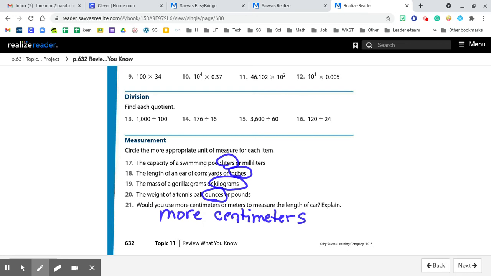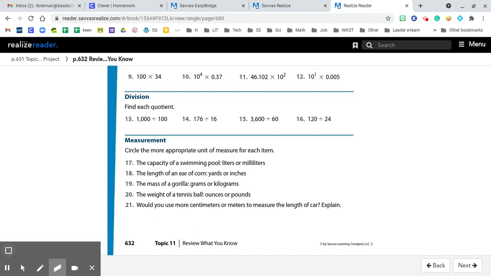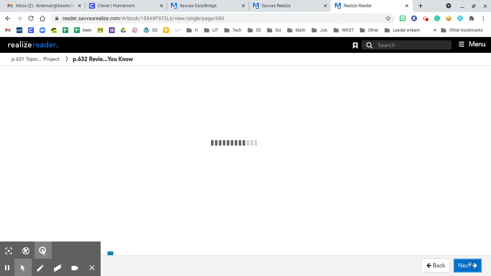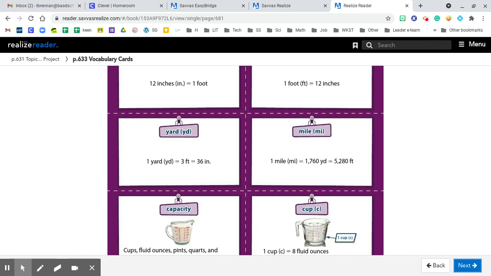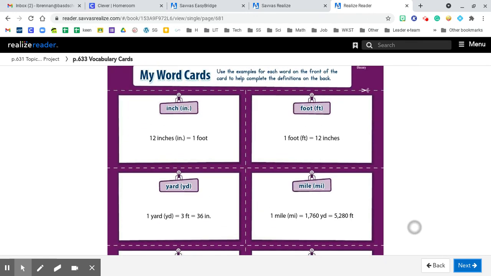And also I do want to briefly go over the next couple pages, which are vocabulary pages for you. You might want to cut these out and make flashcards out of them. You've got some equivalencies on there to review. 12 inches equals a foot. 1 foot equals 12 inches. 1 yard equals 3 feet or 36 inches. 1 mile, 1,760 yards or 5,280 feet. And that is linear measurement.